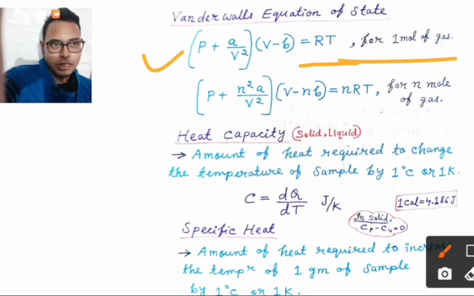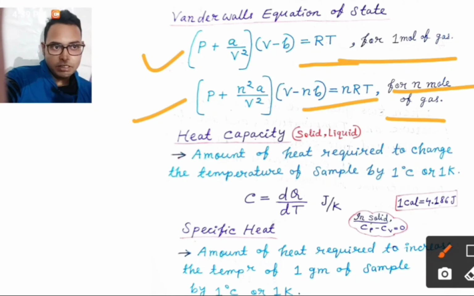When there are n moles of gas, this will be the formula: P plus n squared a by V squared, into V minus nb, equal to nRT for n moles of gas.